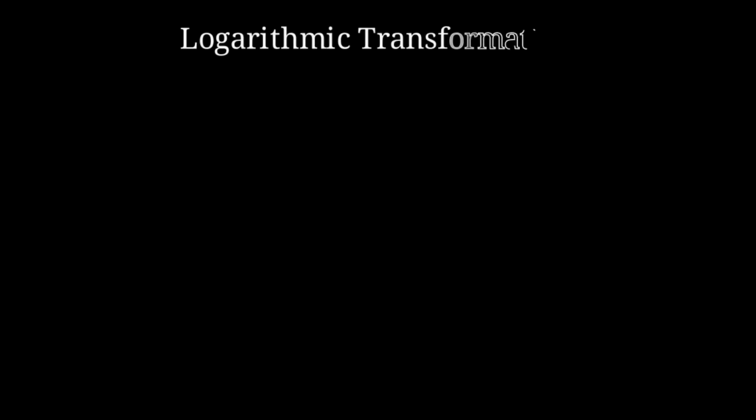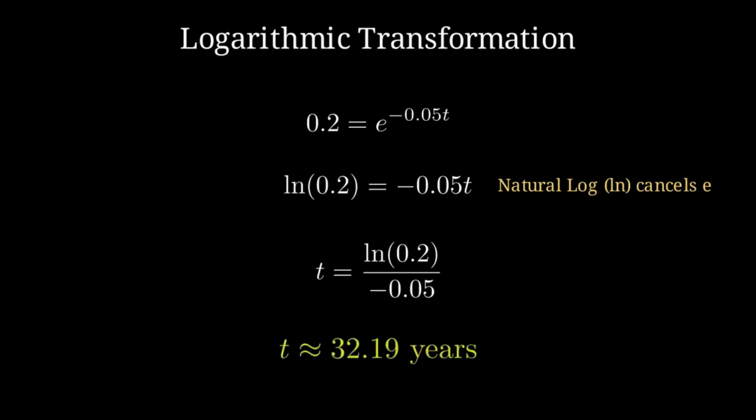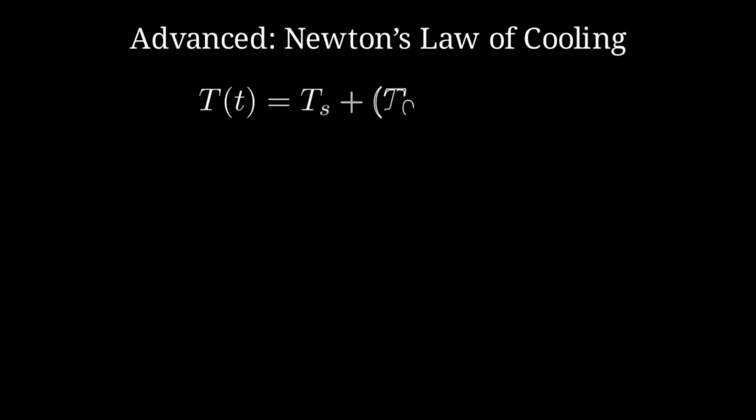Dividing both sides by 100 gives us 0.2. Taking the natural log of both sides allows us to bring the exponent down. The natural log of 0.2 is roughly negative 1.609. Dividing that by negative 0.05, we find that it takes approximately 32.2 years for the substance to decay down to 20 grams. A more advanced application is Newton's law of cooling.